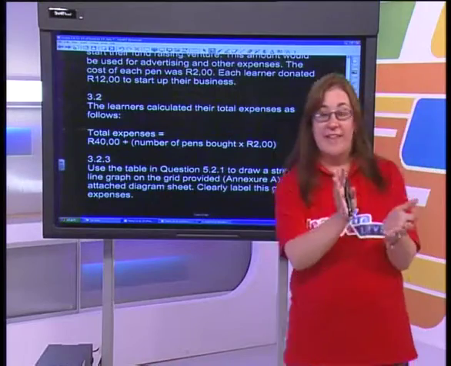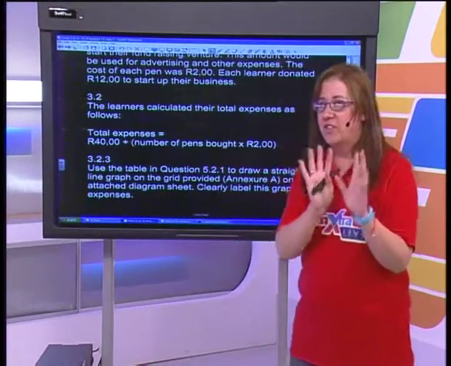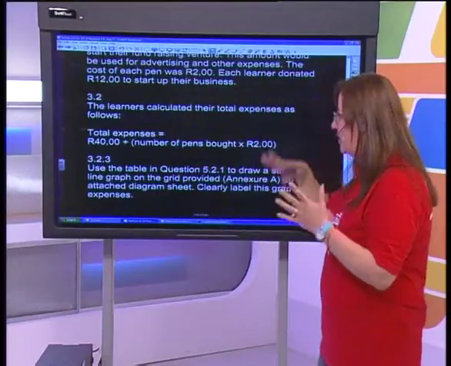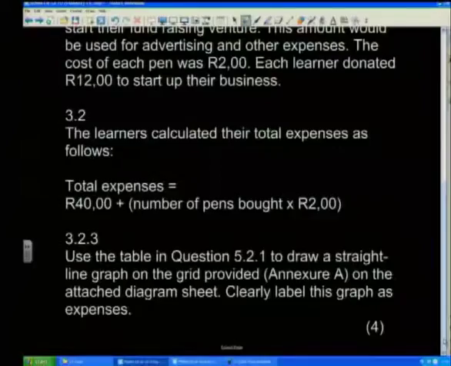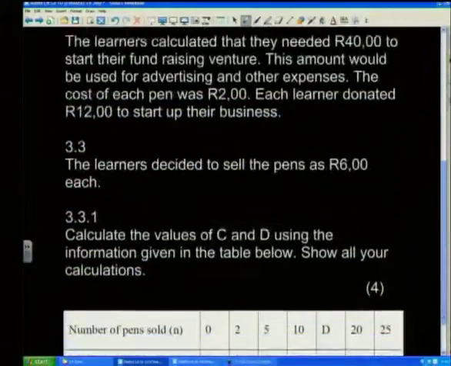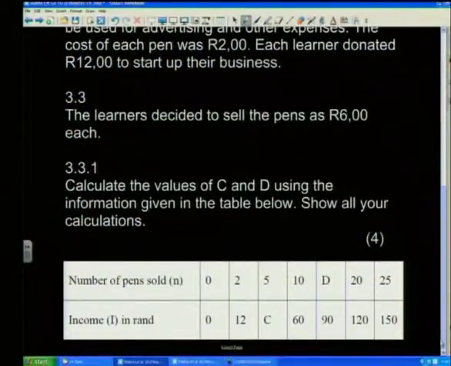Now, I'm going to jump a few things, so you're going to have to forgive me for this. The learners calculated their total expenses. We've done that. It says use the table to draw a straight line on the grid provided. I'm going to discuss it briefly, and I hope I can find the grid. Okay, I don't know where the grid is. I'm briefly just discussing it, and then I'll come back to the grid.